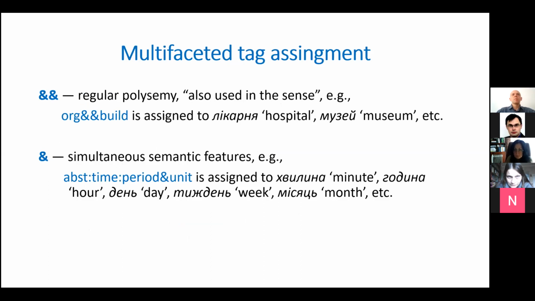Just to give you an example of how multifaceted tag assignment happens, I use two devices: the double ampersand symbol for regular polysemy, such as, for example, lікарня, hospital, which can refer to an organization or to a building, but it's either or in each specific context. And then I use the single ampersand symbol to join semantic features that occur simultaneously. For example, words such as chvilina, minute, hodina, hour, and so on, refer to a period of time and also to a unit of time. So it makes no sense to split them into two different senses, but by using the ampersand, I can join these two elements of meaning.